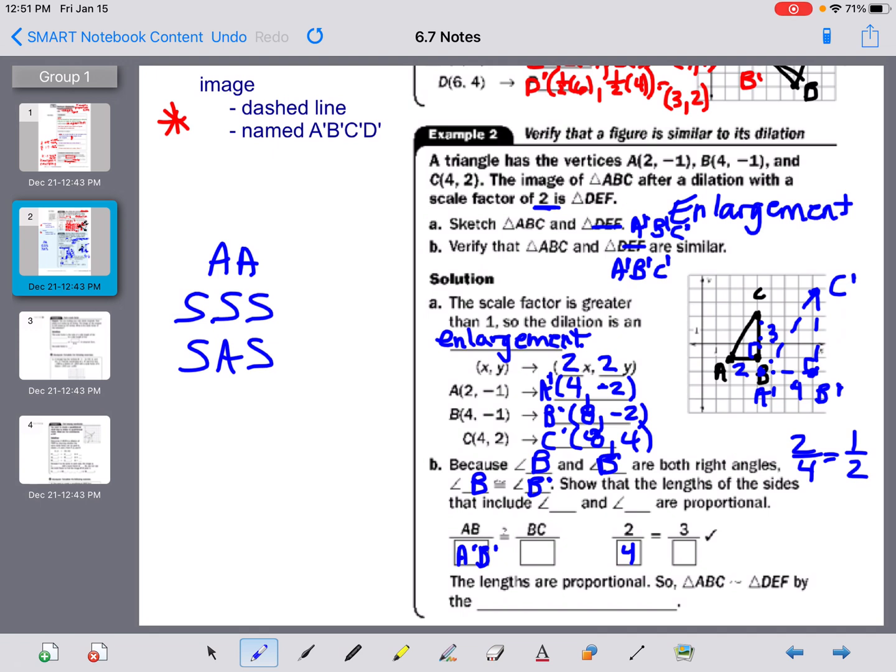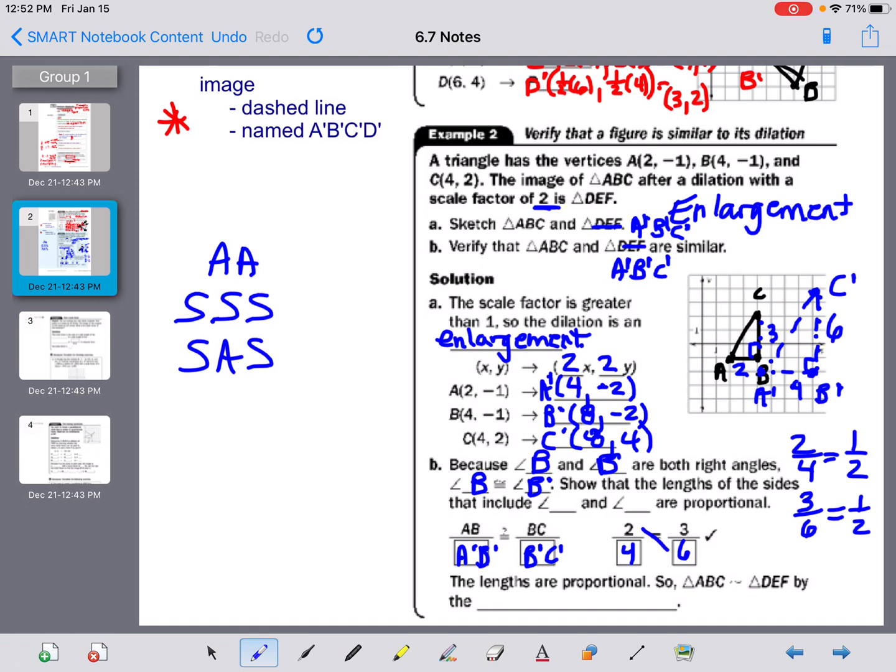Okay. BC is on the other side of my right angle, and I can count 1, 2, 3 spaces there. And then it goes to B prime, C prime. So easy when those primes are there to know which ones go together. And I get 1, 2, 3, 4, 5, 6 spaces on that one. And we know 3 over 6 also reduces to 1/2.